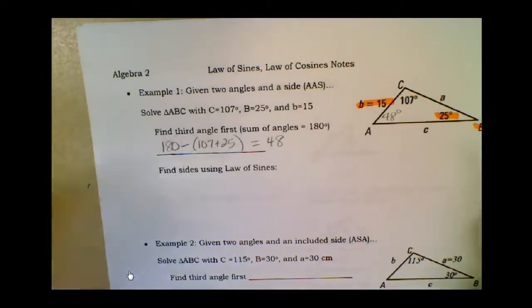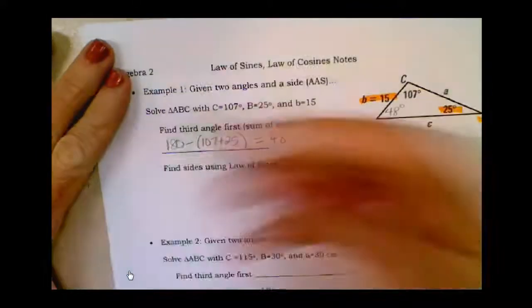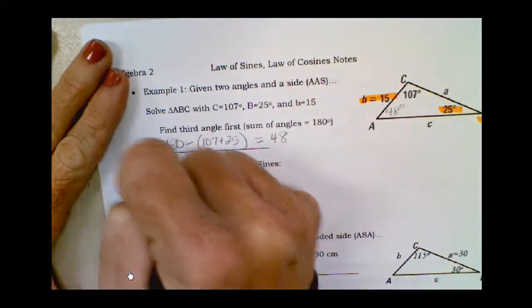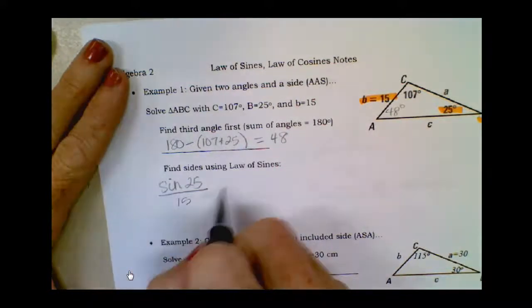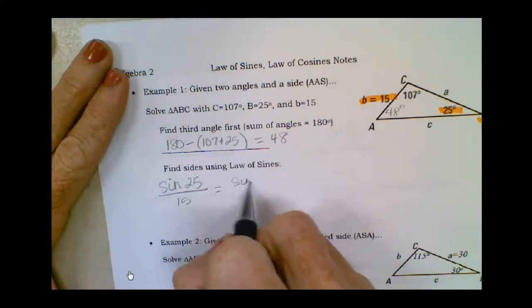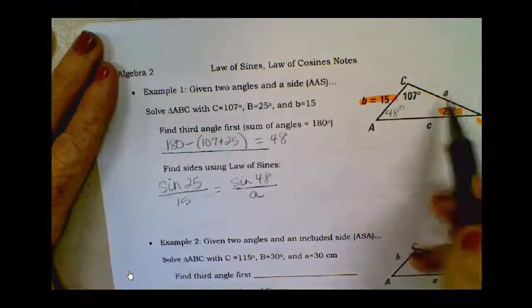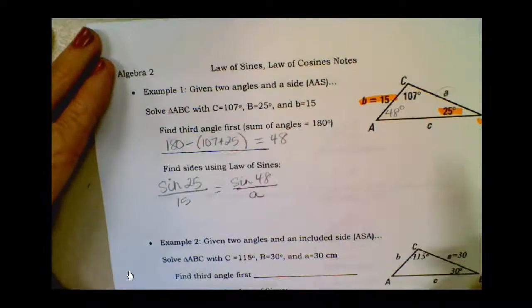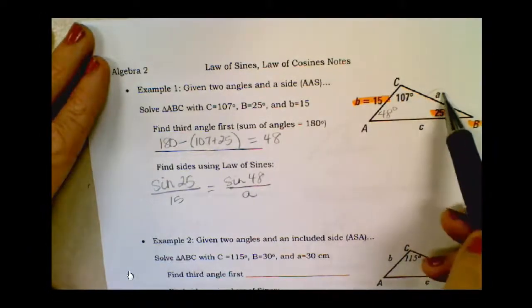So now that I have law of sines that I can use, I know that I have my ratio, I have my B angle and my b side. So that's going to become my control that I use. So I have sine of 25 over 15, and that's going to equal sine of 48, which I just calculated, over a, because a is the side that I'm looking for. Okay. When it says solve a triangle, it means it wants you to solve for all three sides, all three angles. In this case, we're only solving for a.